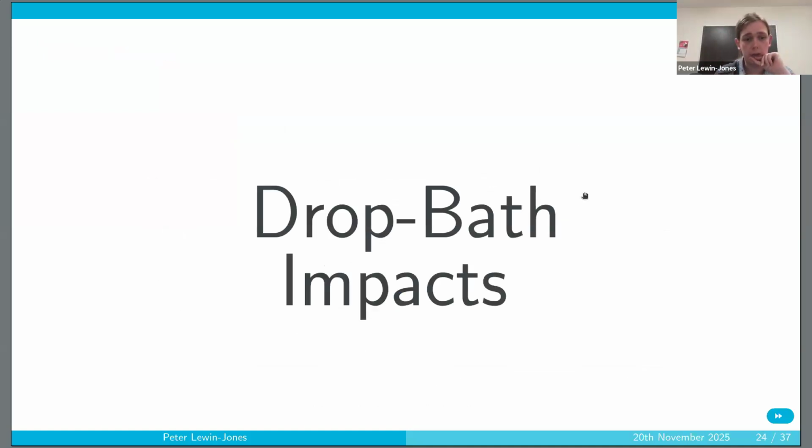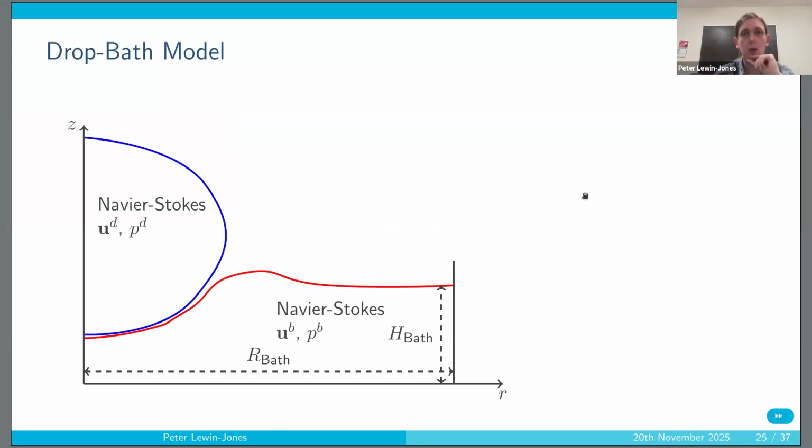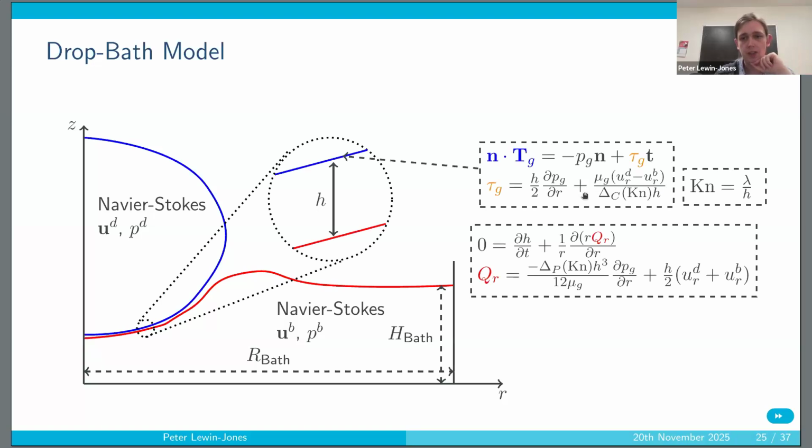Okay, so I've currently talked about the drop impacts, and I now want to tell you a bit about what I did more recently, which is on drop-bath impacts. What I'm thinking about here is a similar setup, but instead of two drops colliding, I'm thinking about a drop impacting a bath. So I'm going to have two Navier-Stokes domains, and I'm going to set up a lubrication equation based on the film height that I'm measuring here. This is effectively the same equation that I had before, just accounting for the fact that I've got two surfaces that are moving at different velocities. But otherwise, this is the same equation that I was solving before between two drops.